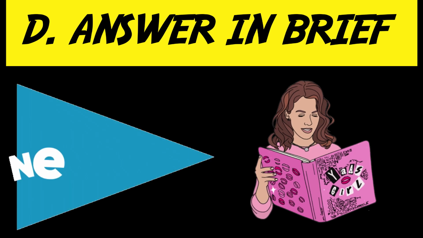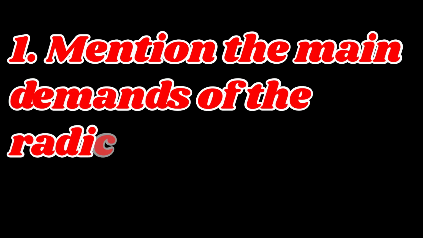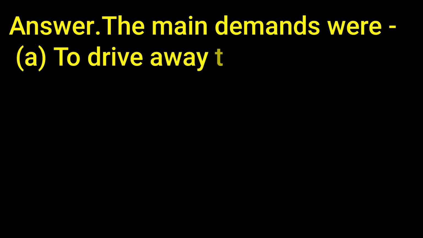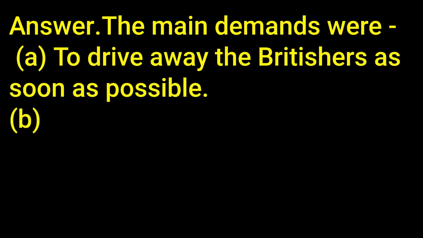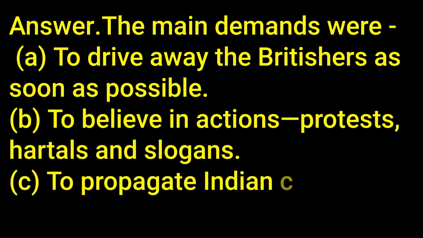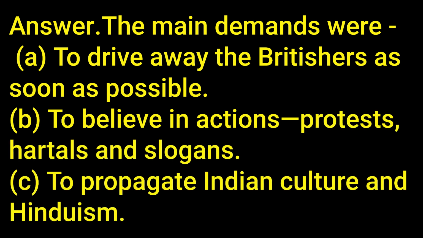Next we will discuss question D. Answer the following questions in brief. 1. Mention the main demands of the radical group of the Congress. Answer. The main demands were A. To drive away the Britishers as soon as possible. B. To believe in actions, protests, hartals and slogans. C. To propagate Indian culture and Hinduism.